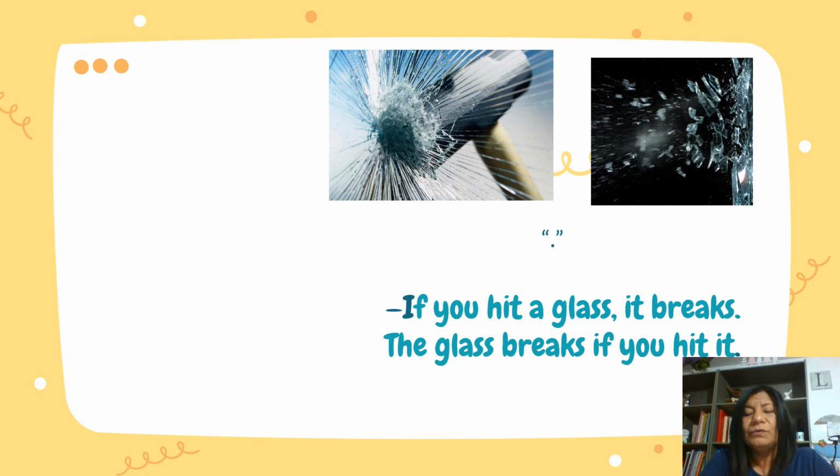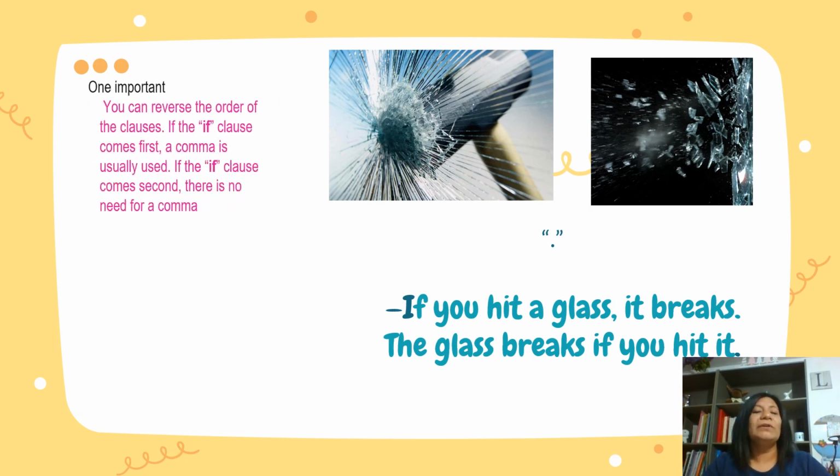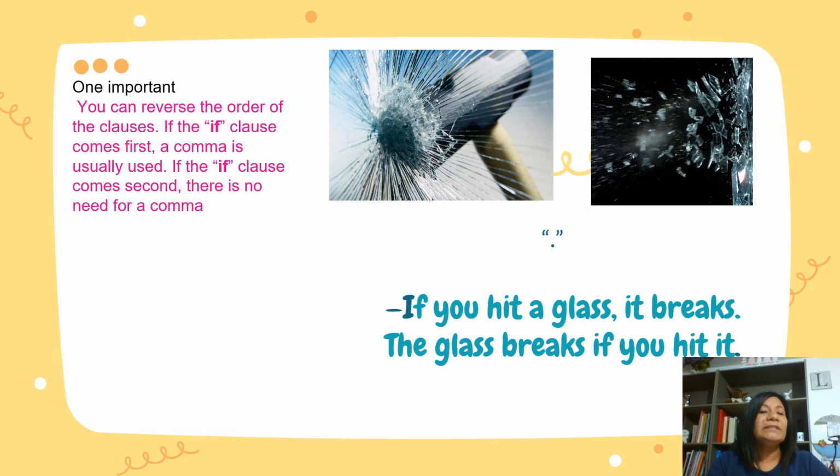What happened here? What was the difference between the first one and the second one? ¿Cuál es la diferencia entre ellas dos? Okay, we can see that if goes in the first place at the beginning of the sentence, and in the other one we have the if clause in the middle. Okay, so we can do this and the meaning is going to be the same thing. Look at this. This is very important. You can reverse the order of the clauses. If the if clause comes first, a comma is usually used. If the if clause comes second, there is no need for a comma.